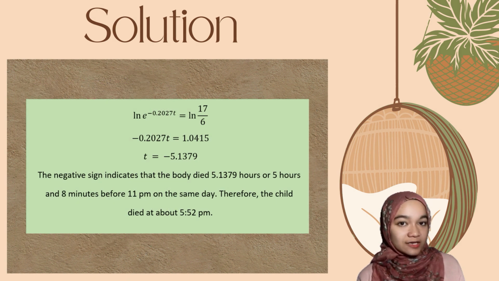After the calculation, we get time is negative 5.1379. The negative sign indicates that the body died 5.1379 hours, or 5 hours and 8 minutes, before 11 p.m. on the same day. Therefore, the child died at about 5:52 p.m.